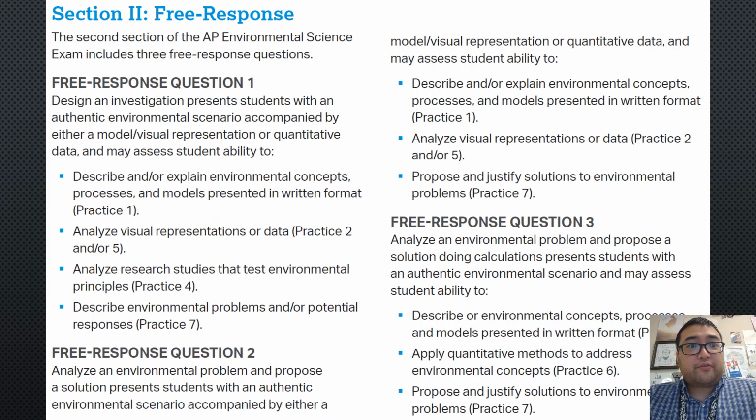Last but not least, the free response. So free response question number 1, always going to be experimental design. Question number 2, environmental problem, and you must propose a solution. And finally, question number 3, math. So we're going to be practicing all of these different skills throughout the year, whether it's through bell ringers, exams, quizzes, extra practice problems on AP Classroom. But we want you guys to be masters of these 7 practices by the end of the year.